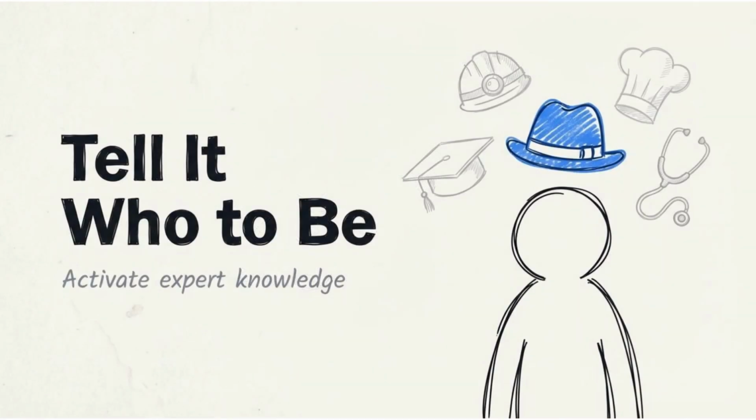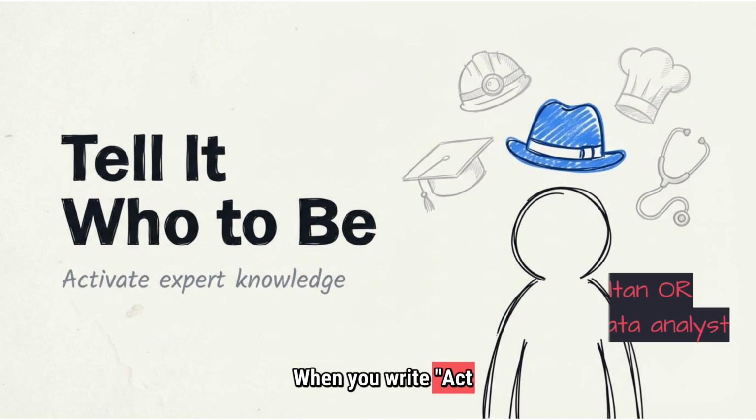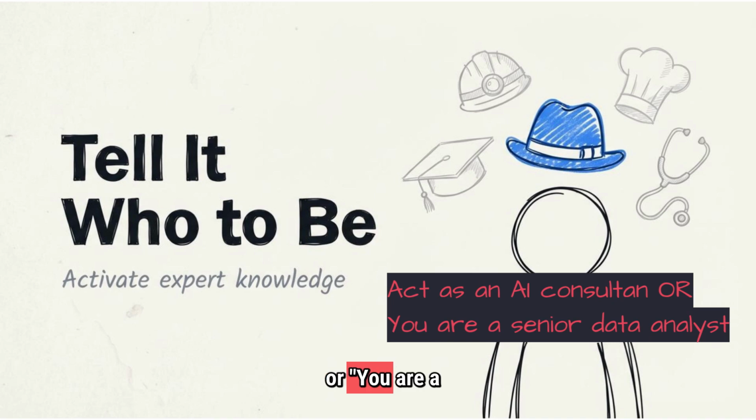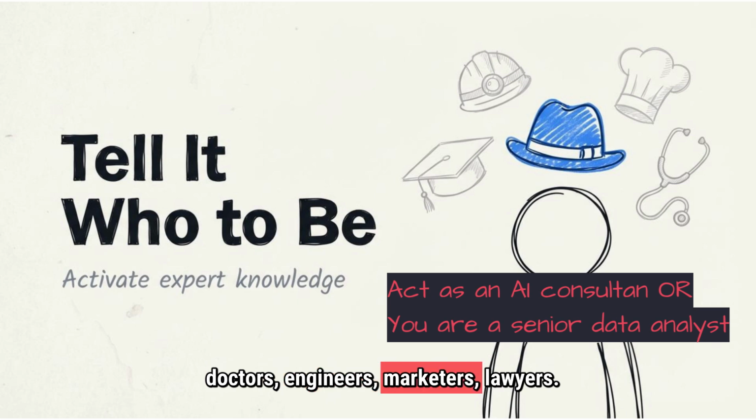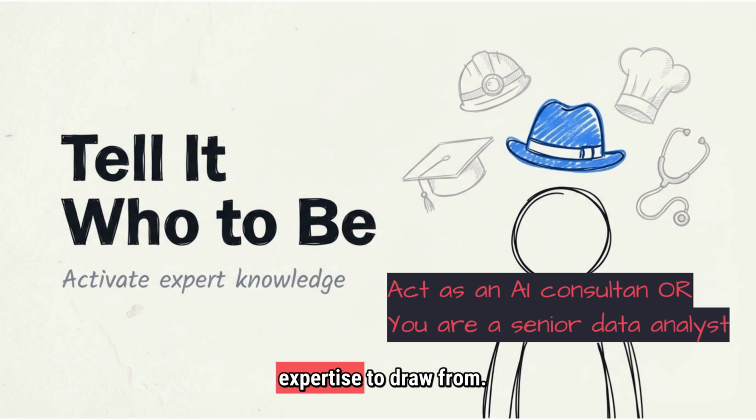Step 1 is persona. This means telling the AI what role to play. When you write act as an AI consultant, or you are a senior data analyst, you're activating a specific subset of its training data. The model was trained on text from experts in every field: doctors, engineers, marketers, lawyers. By assigning a persona, you're telling it which expertise to draw from. And just like that, irrelevant content gets filtered out, the tone shifts, the depth changes.